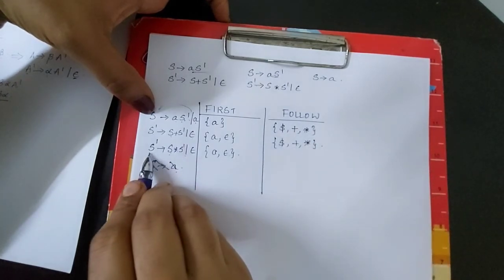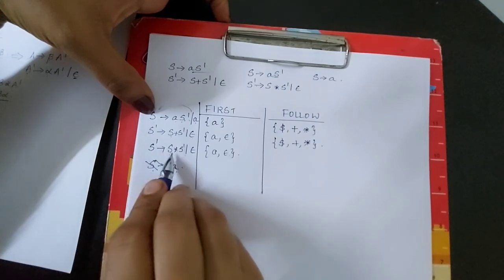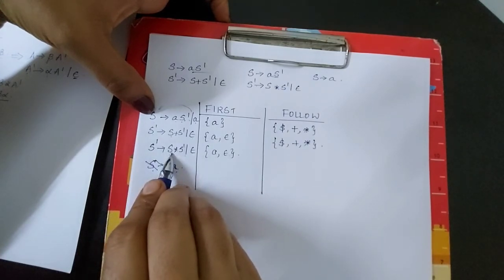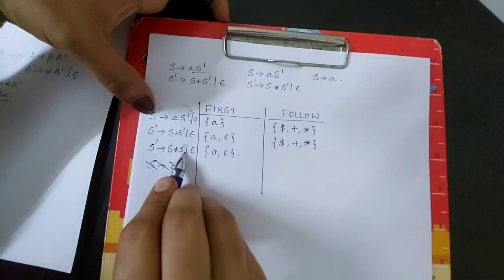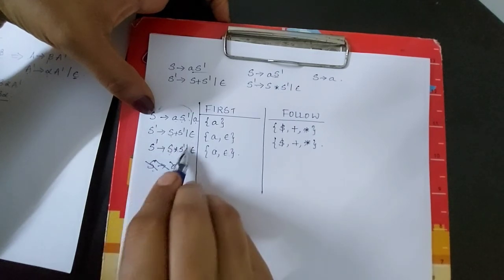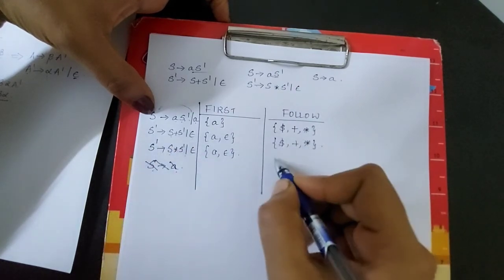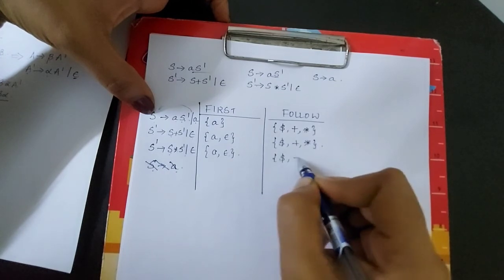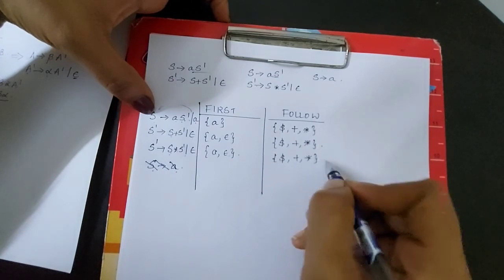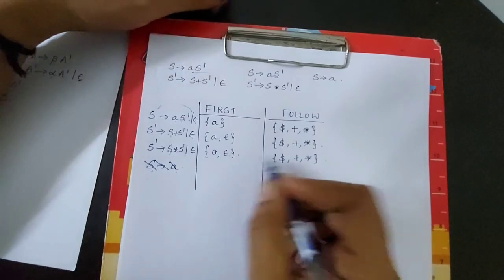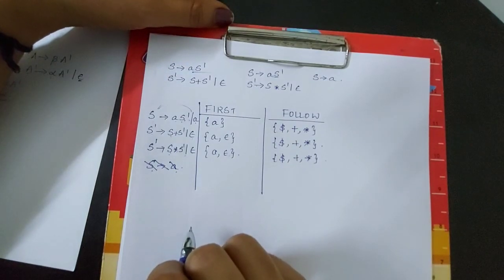Same applies to this production as well, because S dash is present over here in the body of the production, and after S dash there is nothing. So follow of S dash is follow of S dash itself, which is the same. I'll write it over here. So in this way we write the first and follow set for this production.